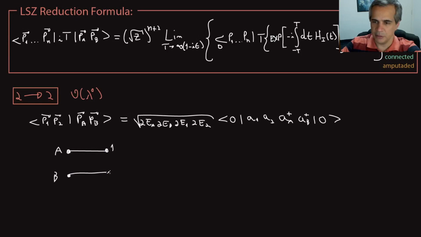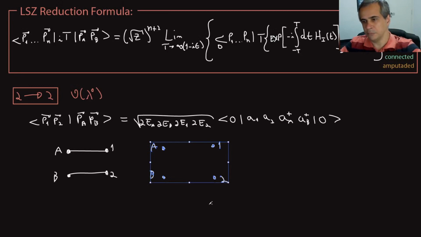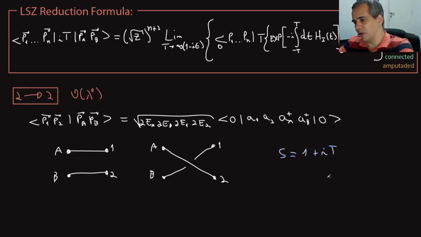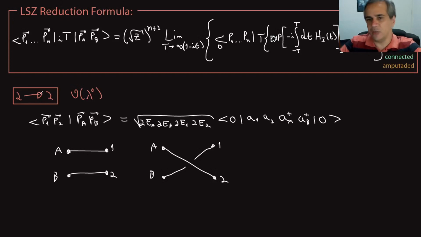Will be just these two diagrams, A, B, 1, 2, and the second diagram is something like that, right? This goes behind and gets there. There's no crossing there, which do not contribute because these are disconnected diagrams, right? They contribute to if I write the S matrix as 1 plus IT, these two guys actually contribute to the 1, not to the IT. Right? So let's go to the next order.